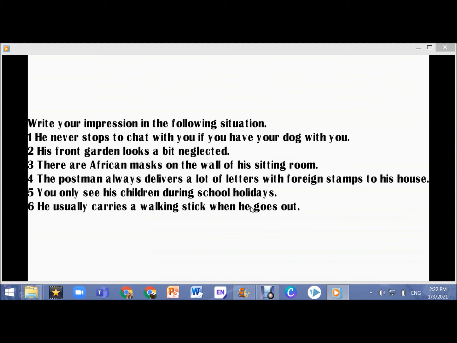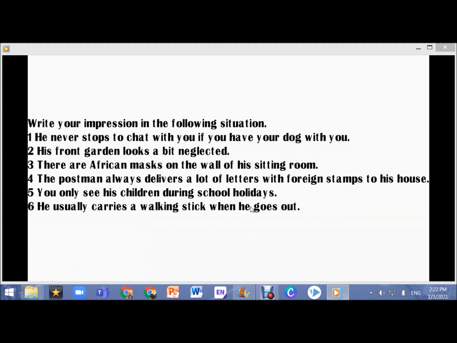Okay. Similarly, the postman always delivers a lot of letters with foreign stamps to his house. He seems to have a lot of foreign friends. Like this: you only see his children during the school holidays. It means he seems to have admitted his children to boarding school, or anything that will be suitable to the context. You can develop your answer. He usually carries a walking stick when he goes out. He seems to have fractured his leg. Yeah, in such a way.